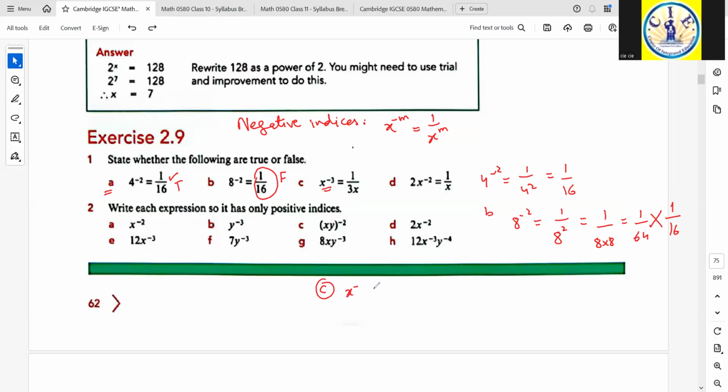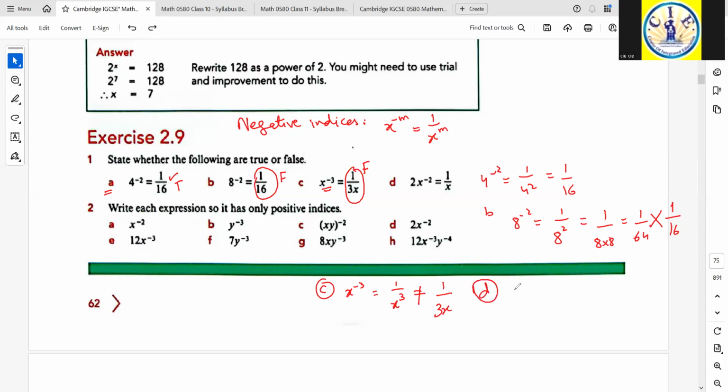Okay, now for part C, x raised to power negative 3. It can be written as 1 divided by x raised to power 3. So this is not equal to 1 by 3x. So this right hand side is not the required right hand side, so that's why it is false.